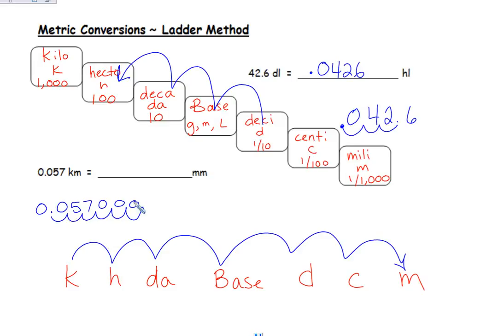The zeros in the front I can drop. I don't need those anymore. So I'll have 57,000. And again, I can check and see, does this make sense? Well, of course it does. I'm going from kilo to milli. Millimeters are tiny, tiny, tiny, so there should be a lot of millimeters in this 0.057 kilometers. That's all there is to a metric conversion.